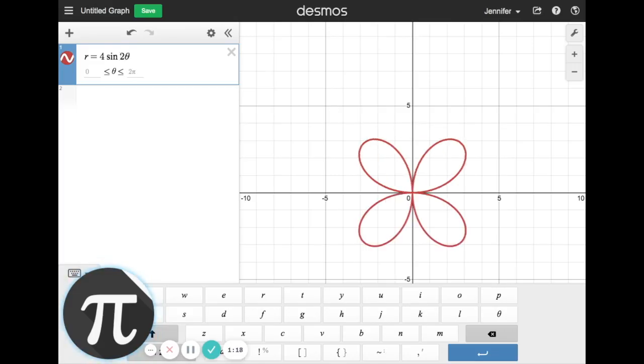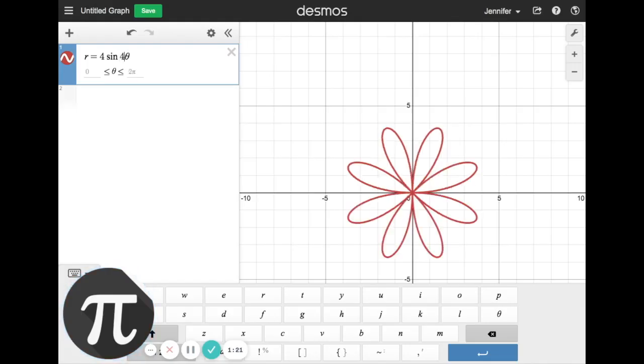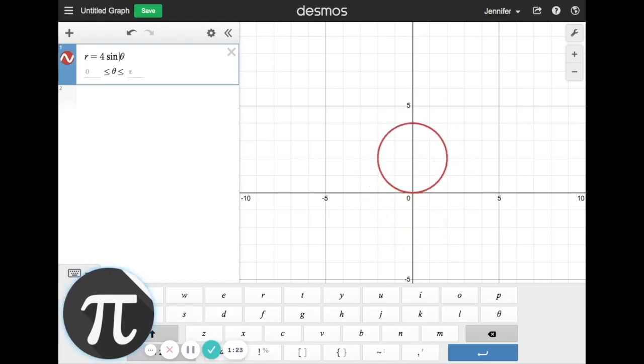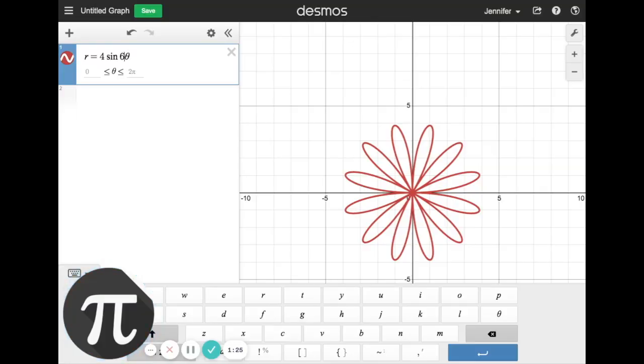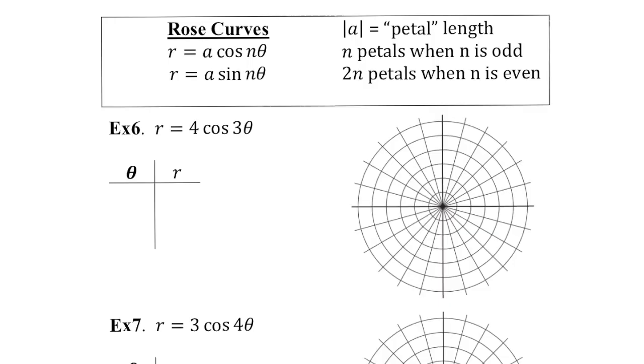So it doubles the petals. If I change it to 4 theta, I get 8 petals. If I change it to 6, I get 12 petals. And it is still symmetric across the theta equals pi over 2 line. So now we're going to go ahead and graph these for real.